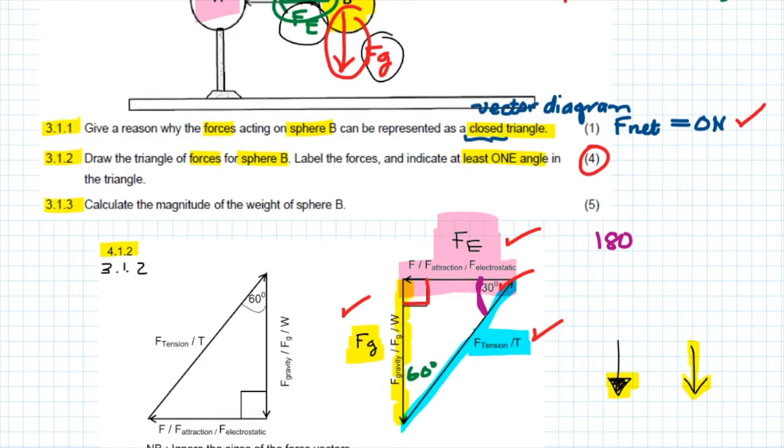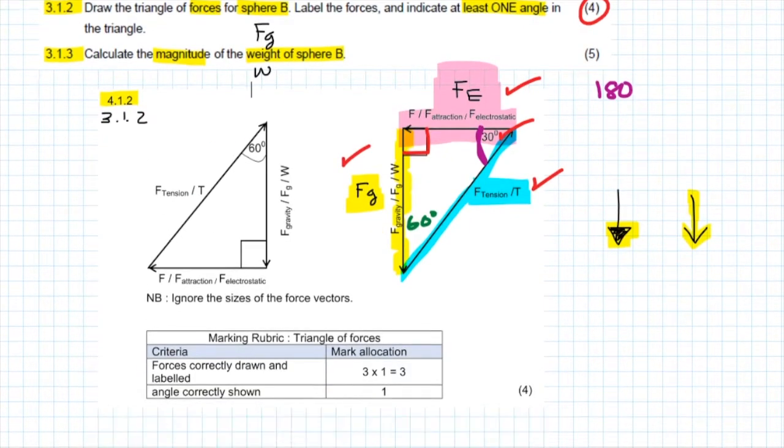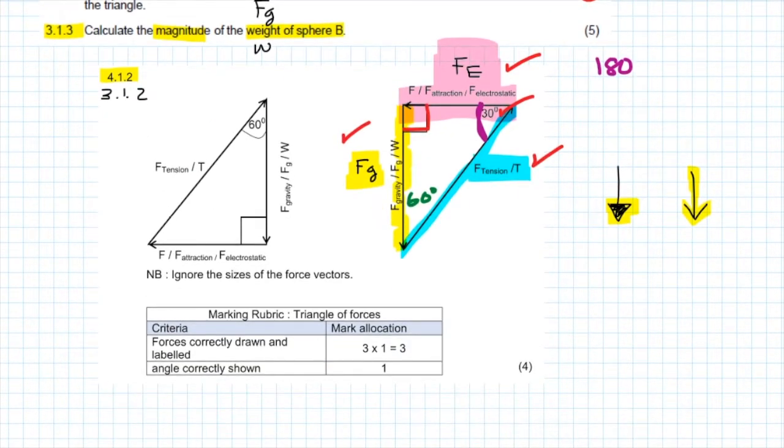And this question says, calculate the magnitude of the weight of sphere B. Remember that the weight is actually Fg, or if you'd like to, you can label it W. So when we take a look at this diagram, we have no clue what the tension force is.